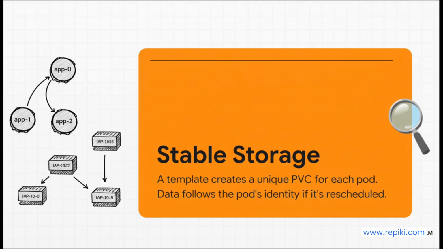Promise number two, stable storage. And this is a brilliant way to understand the concept of data gravity. A stateful set uses a template to create a unique, persistent volume for each pod. So the data for app-0 is forever tied to app-0. If that pod crashes and gets rescheduled to a completely different node, Kubernetes makes sure it reconnects to its original storage volume, preserving its state perfectly.